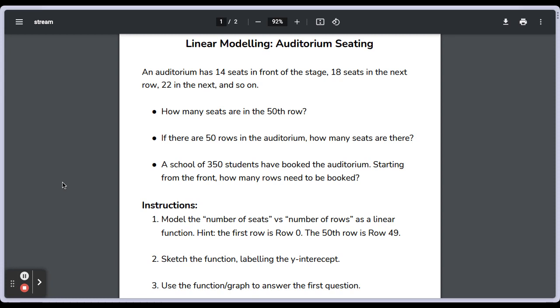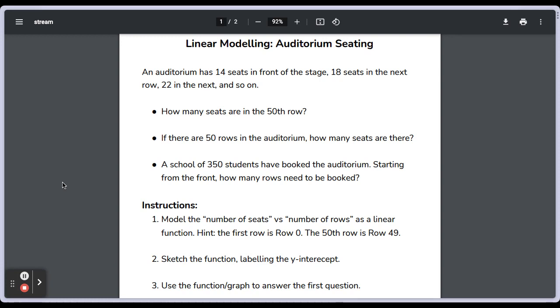So if you look at the instructions now, I'm ignoring those other 2 dot points. Number 1, model the number of seats versus the number of rows. That is y versus x as a linear function. There's a hint there. You don't have to use n. In fact, I wouldn't be using n. I'll be using x and y.